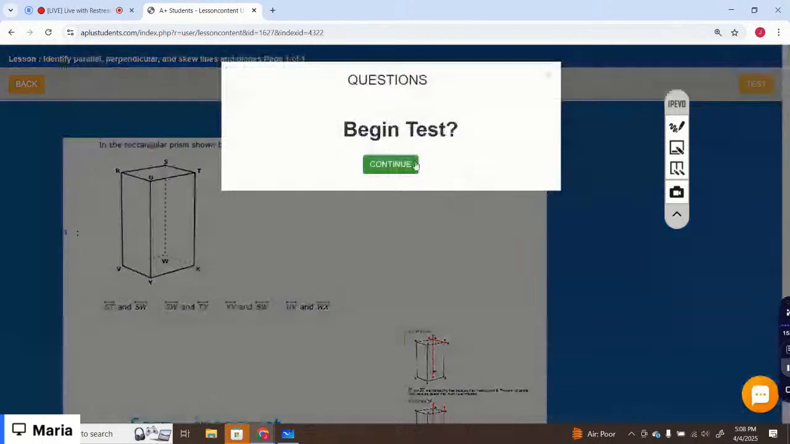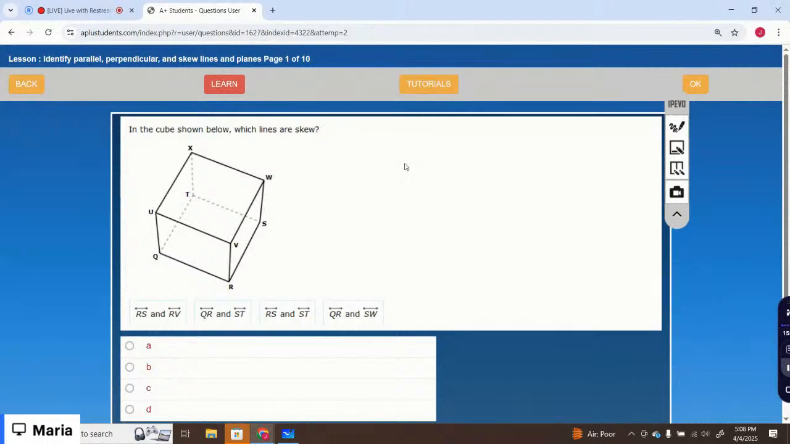Let's just start with the test questions. In the cube shown below, which lines are skew? So first thing you need to learn is what are the skew lines. Skew lines are the two lines that do not intersect and are not parallel. So now let's see which lines are the skew lines.